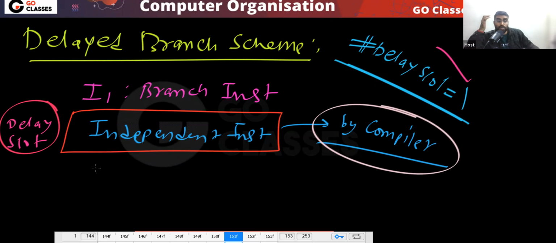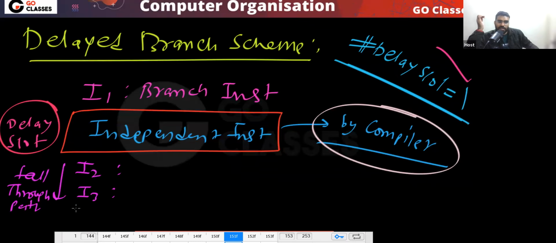Your fall through path will be here, I2, I3. This is your fall through path. So your fall through path has shifted. And similarly, this label is your taken path. And some independent instruction we are putting.